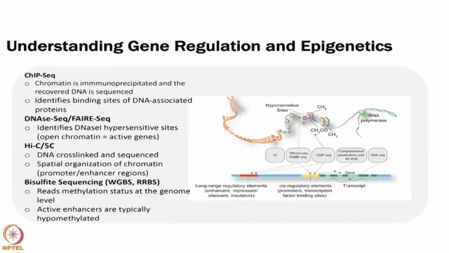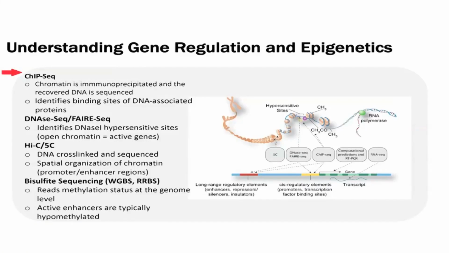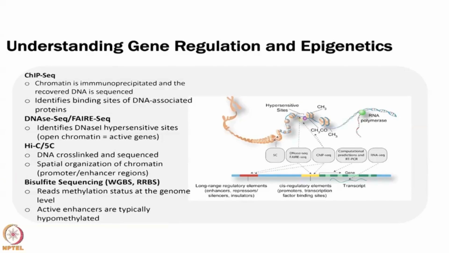So ChIP-seq, which we're going to talk about in a lot of detail, is really trying to identify DNA-associated proteins. DNase-seq identifies active genes based on DNA hypersensitivity. Hi-C is cross-linking DNA to understand how, because the DNA is folded on itself in the nucleus, certain parts of the DNA interact with each other. And then bisulfite sequencing looks at methylation status. I'll talk about each of those in a little bit more detail.